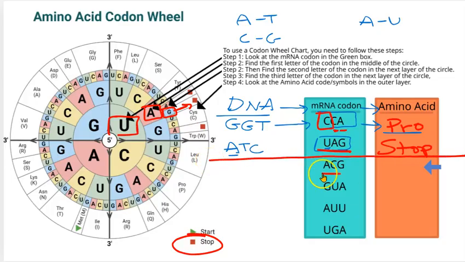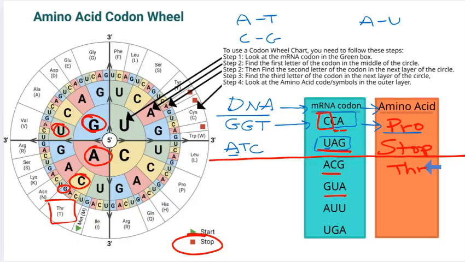So I'm looking at this code. Now I have an ACG. So I would be an A, a C, and a G. That gives me the amino acid THR. And we just keep going on down, GUA. So I have a G, a U, and an A. Gives me the symbol VAL. So we keep going until we get to another stop.